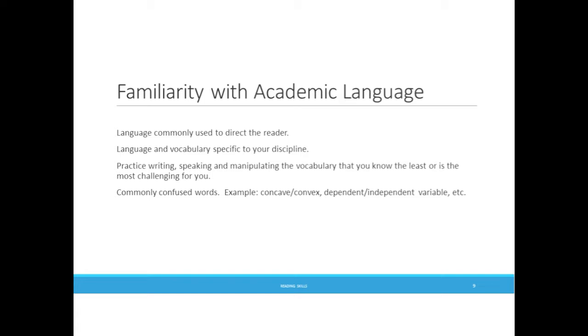So use your highlighter if you're having difficulty identifying main points, and just put a little dot or a little color to identify those words to help you be more efficient with reading the text. And of course, look for those words that are difficult or easily confusable.